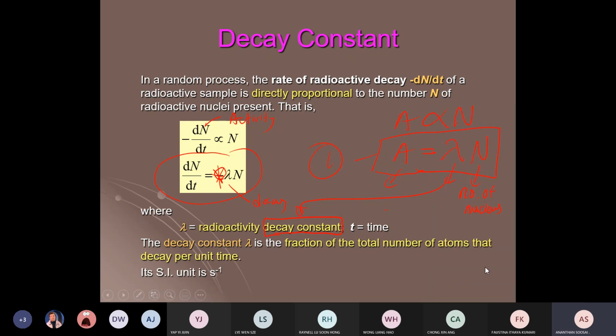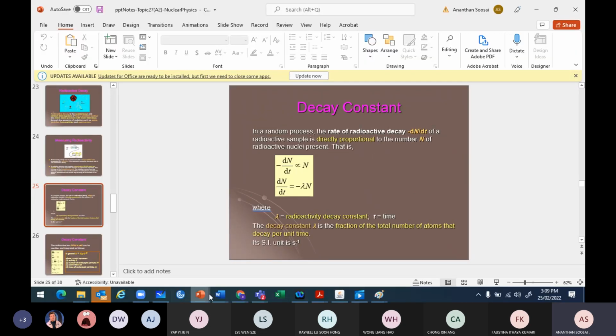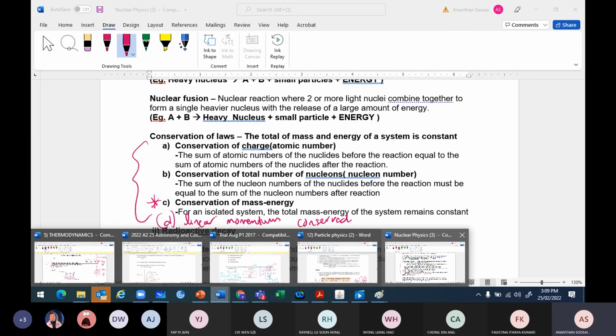Now this is something new. The decay constant is a very important definition. Like in quantum physics, the photon is a major definition they will ask. For radioactivity, the decay constant is the famous definition they are going to ask. So what is meant by decay constant? I don't want you to take this definition. There is another definition for you to write. The other one is better.